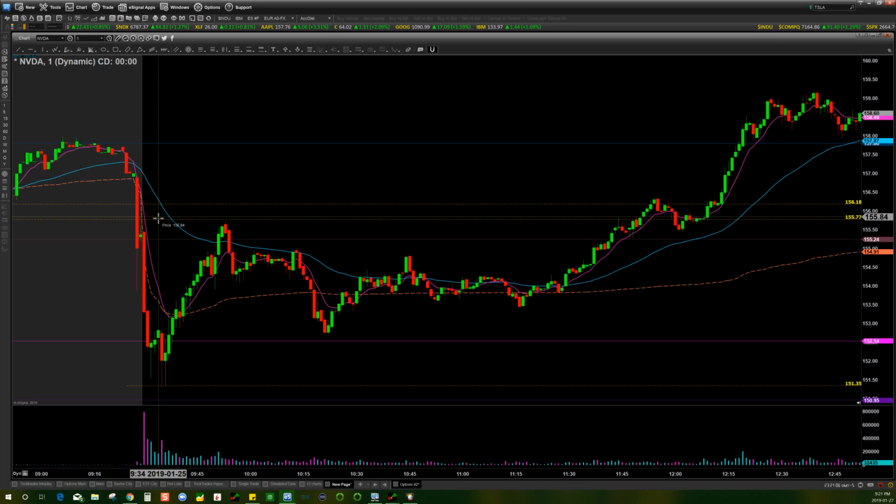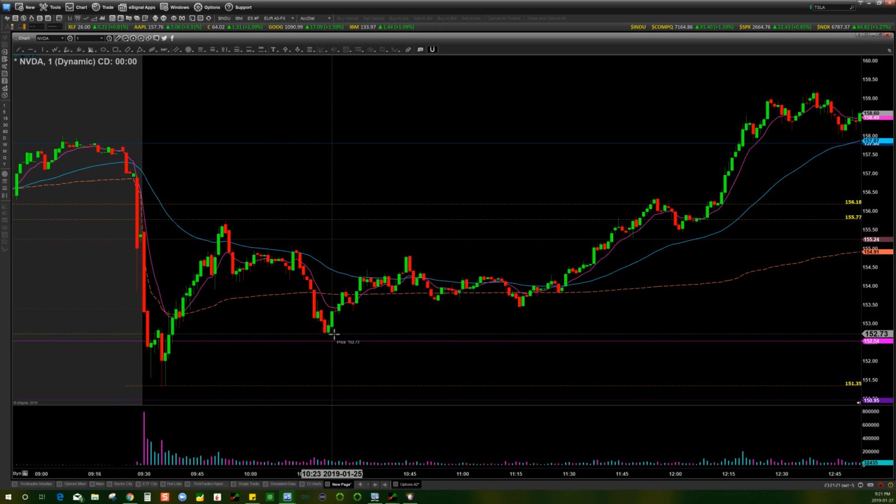That was going to be my support area if it didn't dump. So it came in, it tapped it right to the penny and pulled. So as soon as it came up into here, I pulled some off, and then I just waited for another opportunity to add back in.